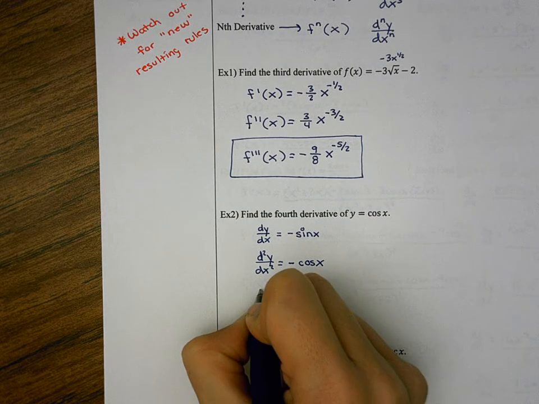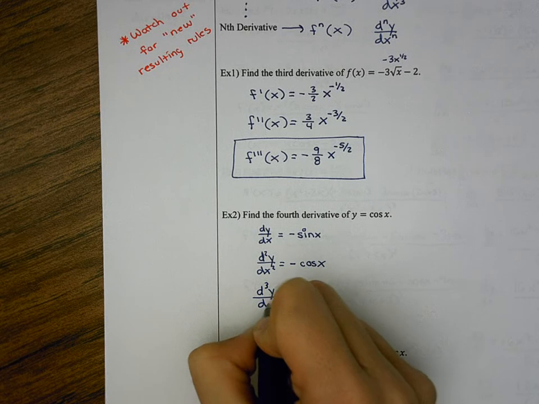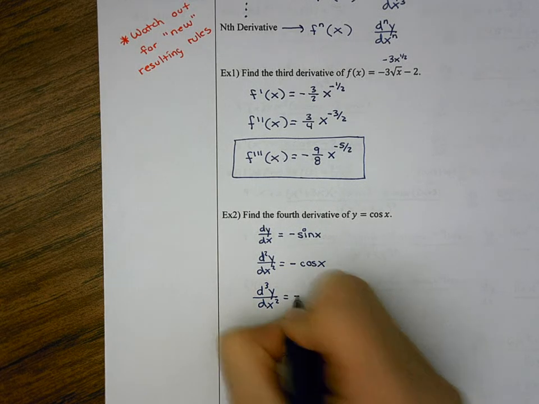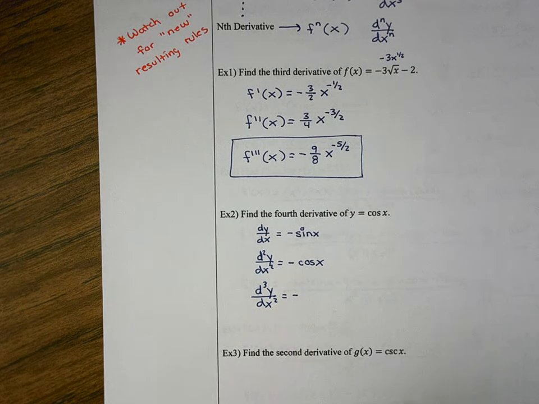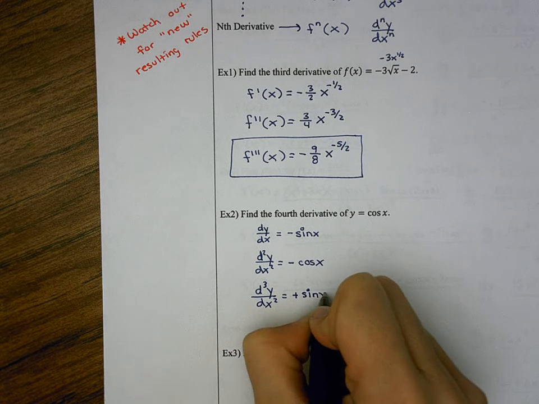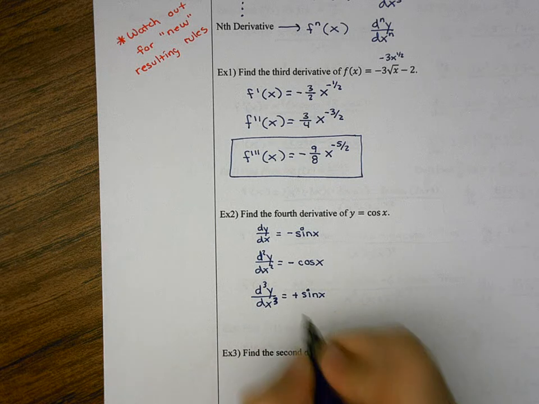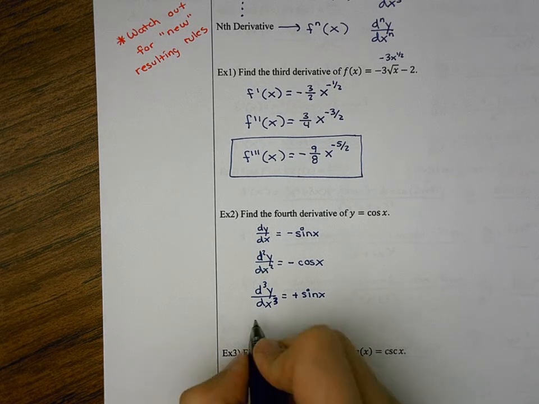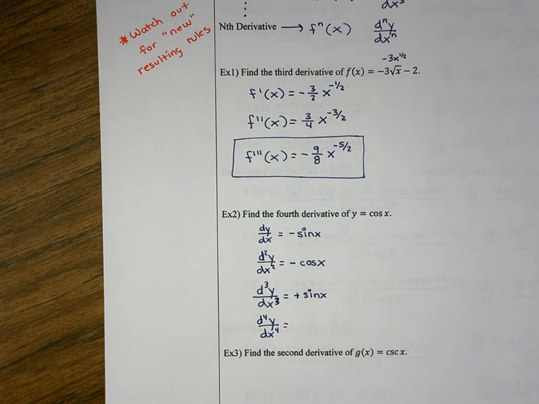Third derivative, we're trying to get up to the fourth derivative here. Third derivative, that negative is a coefficient, it's going to hang out. What's the derivative of cosine? And that would be negative sine, so the two negatives would make a positive. Whoops, third derivative. And then fourth derivative, one more. Fourth derivative here. Okay, what's the derivative of sine? And that would be cosine.